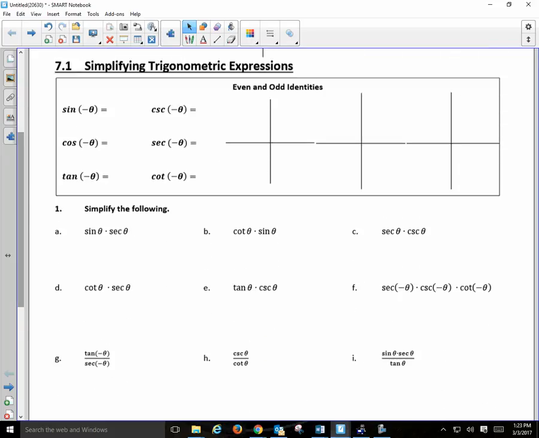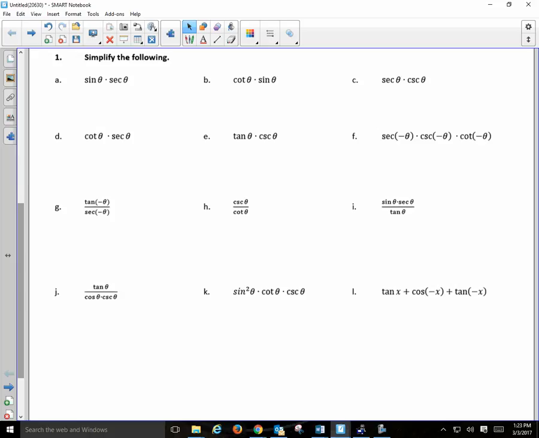So we're going to get to the even and odd identity things in a second here when we get to the negative angles. But right now we start with sine and secant. There are many ways that we simplify trigonometric expressions. I can't tell you a surefire way to do it every time. What I can do is give you multiple approaches and many examples.